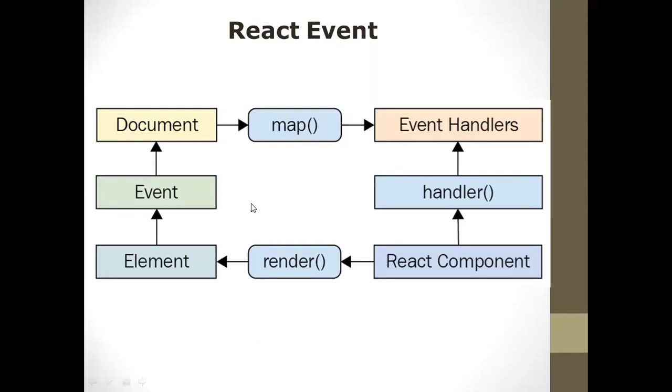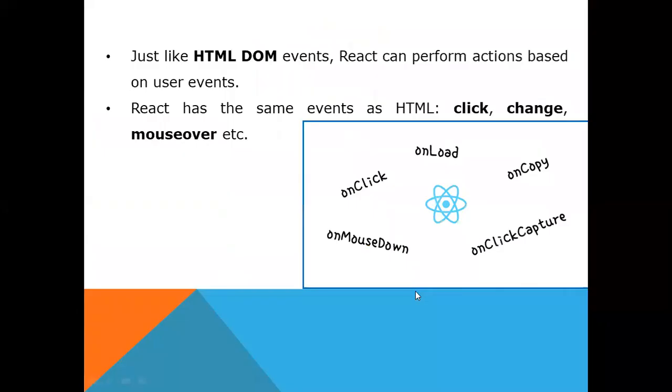Once the event has occurred, the event handler has to take care of that particular event. Now, how are we going to render that in the React component? With the help of the React element, we are rendering. So we are mapping that particular document element to this particular event handler. Based on the event from the document, the respective event handler has to take care from the React component. Let me discuss a little bit more about this part.